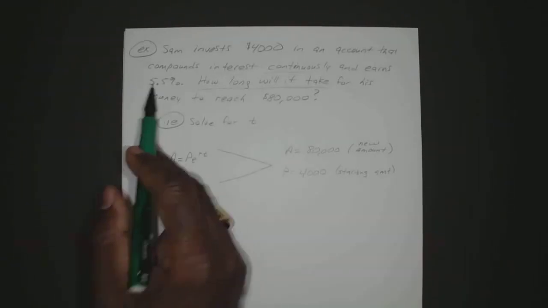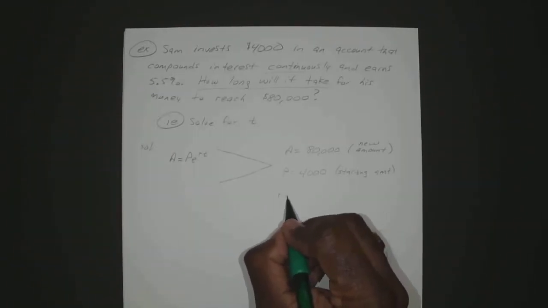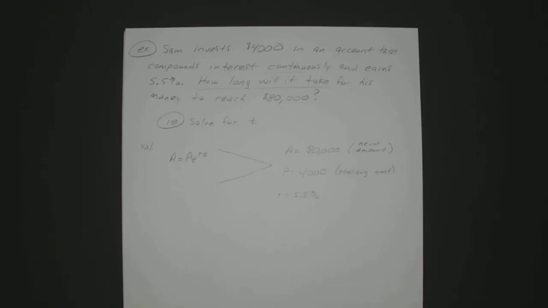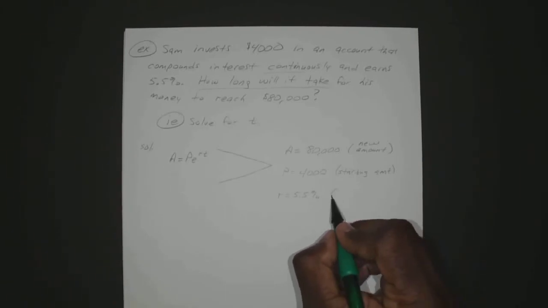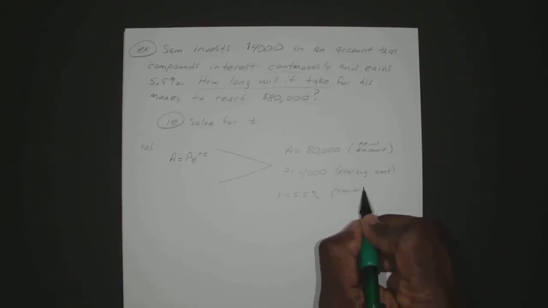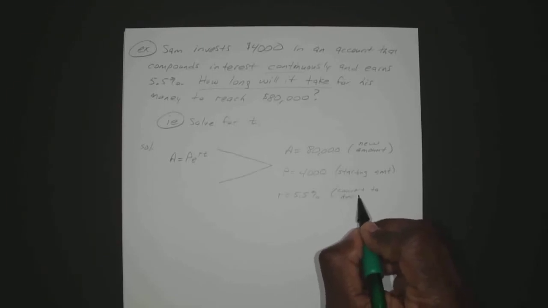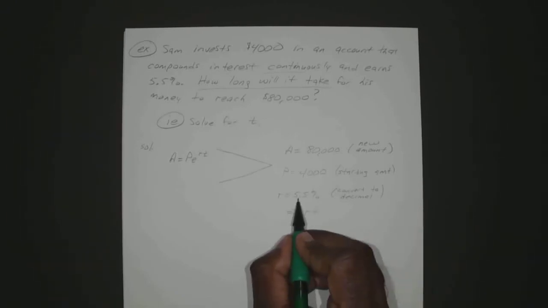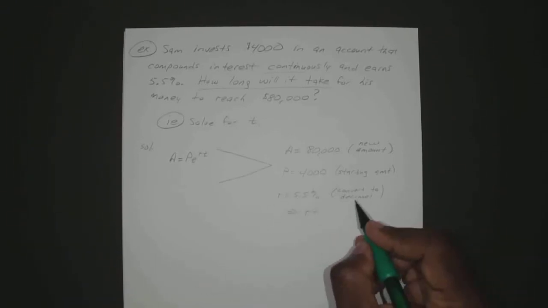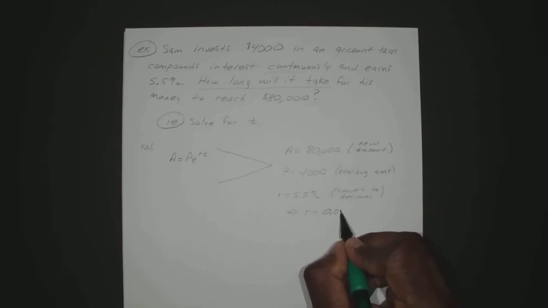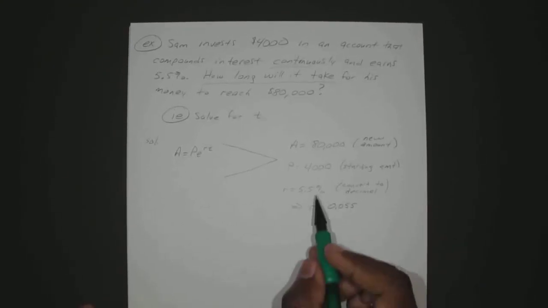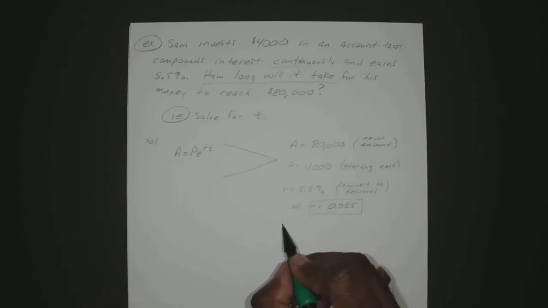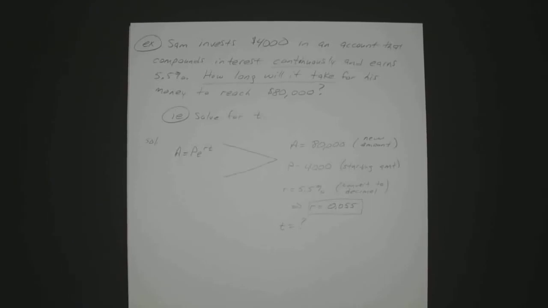Our interest rate is 5.5%, but we have to convert that to decimals. So just move the decimal over twice, and our interest rate is 0.055. And our time, that's what we're finding out.